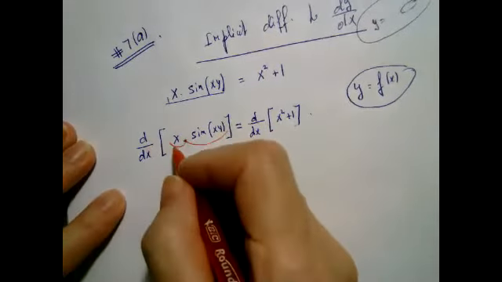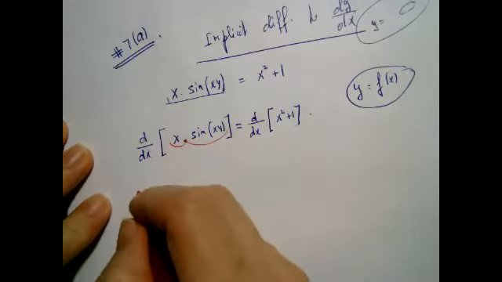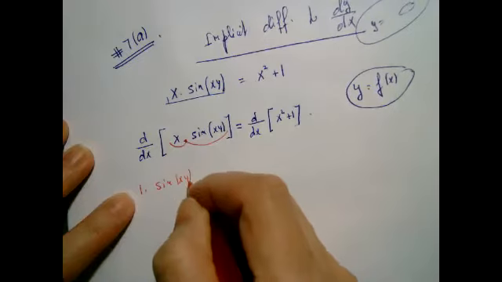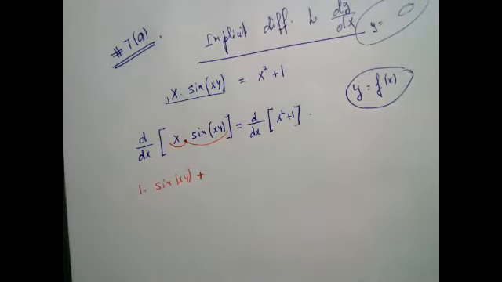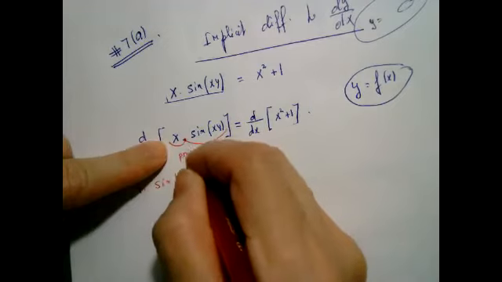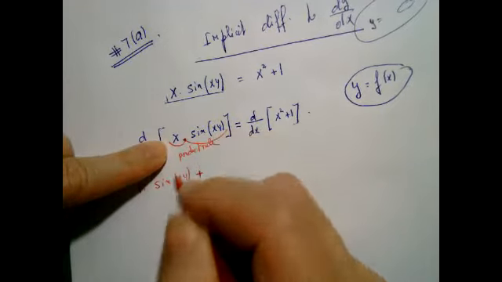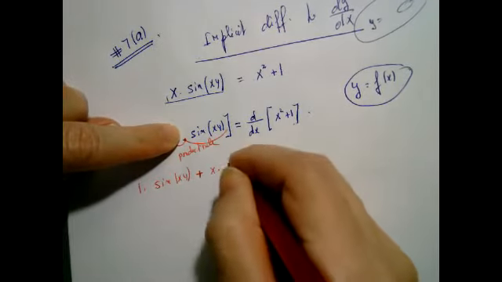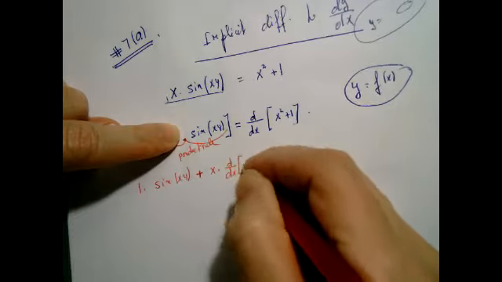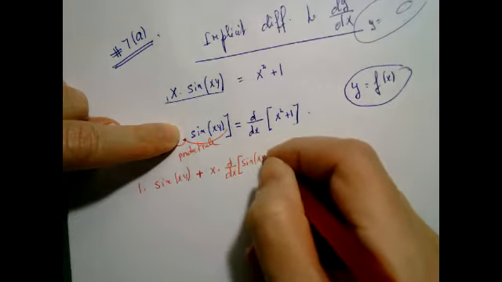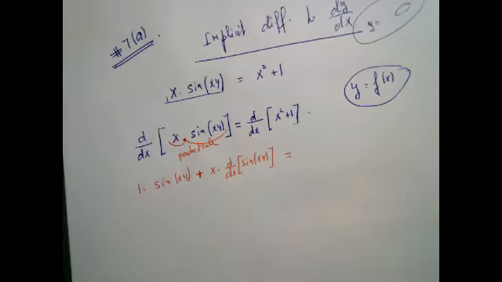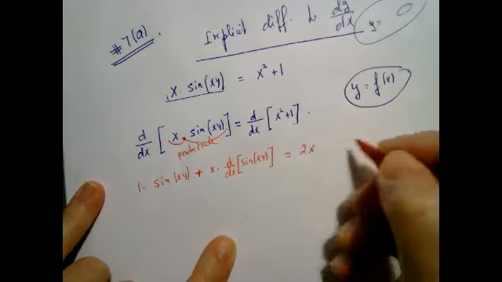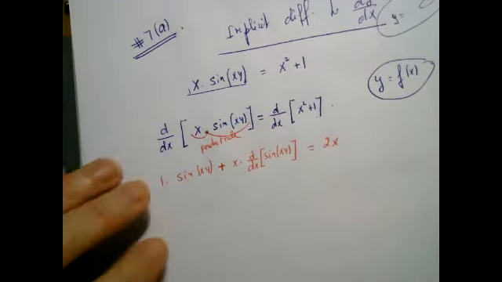So the product rule tells me it's the derivative of the first term. It's a 1 times the sine of xy, plus x times the derivative with respect to x of sine xy. Product rule verbatim, which is equal to the derivative of x squared. This is 2x plus 0. Right. So now let us compute each term.